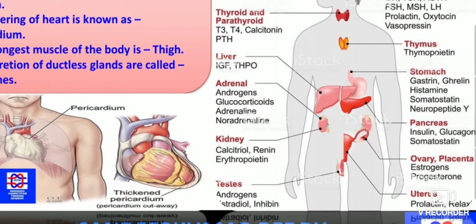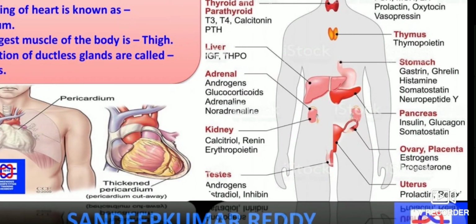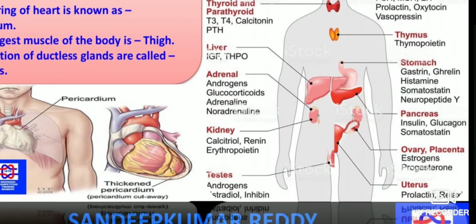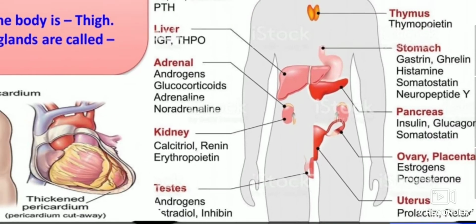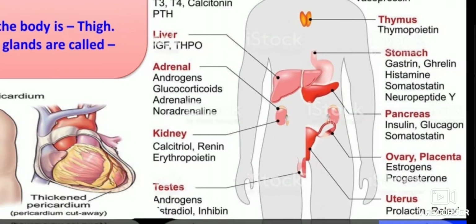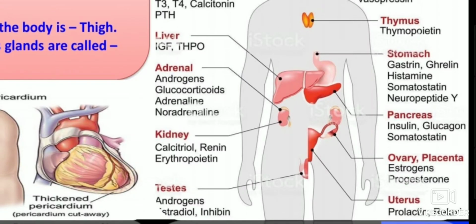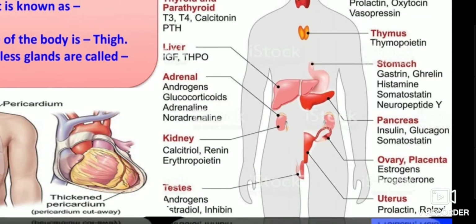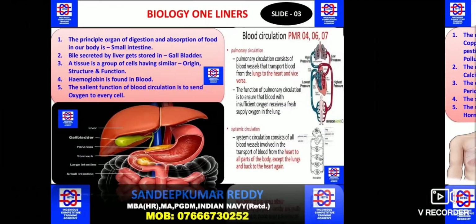The stomach secretes gastric juices. In the pancreas, as you can see, insulin is secreted. The ovary secretes estrogen. The uterus secretes prolactin and relaxin. The testis secretes androgens, and estradiol. The kidney secretes calcitriol and renin. These are all produced by different types of organs.